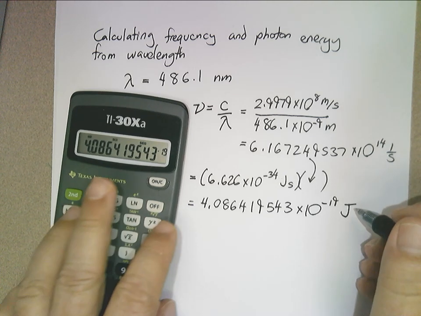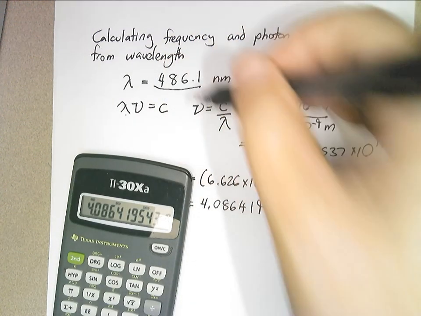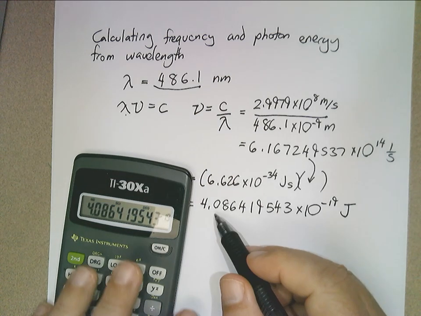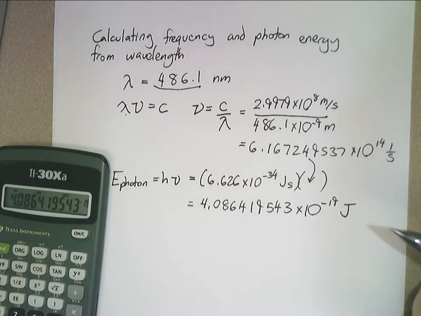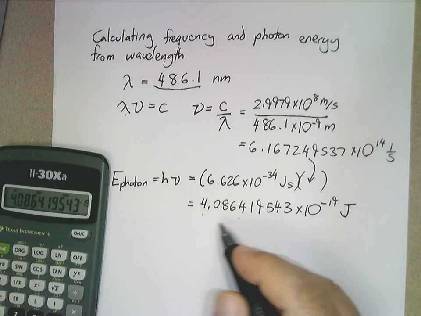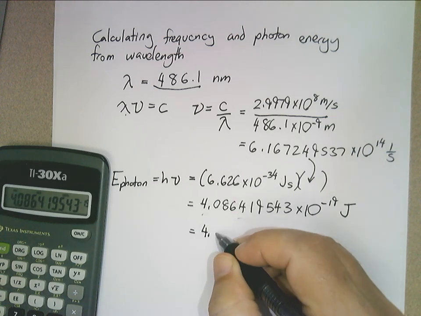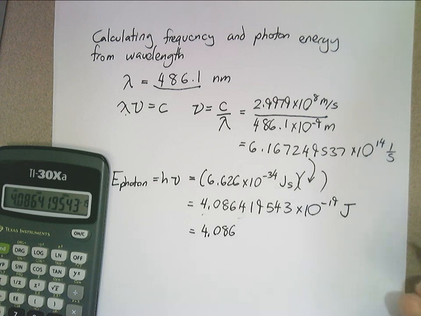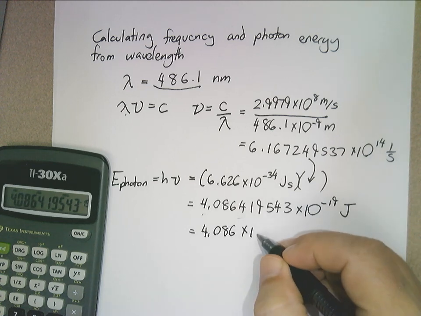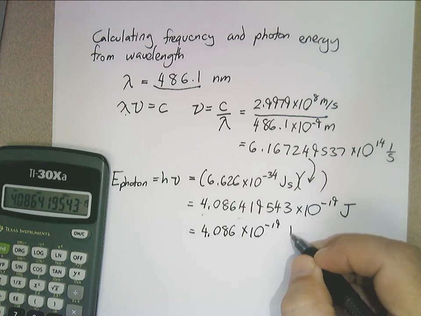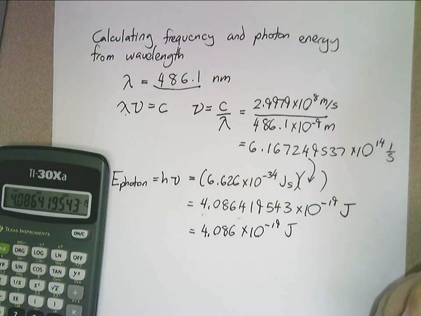How many significant digits? I knew the wavelength to 4 digits, and I wrote this out to more than that, so this is going to be rounded off to 4 digits. So my final answer here is going to be 4.086 times 10 to the minus 19 joules for my photon energy.